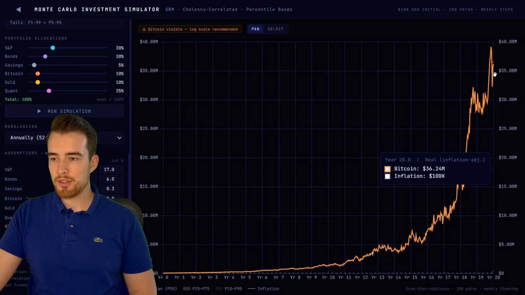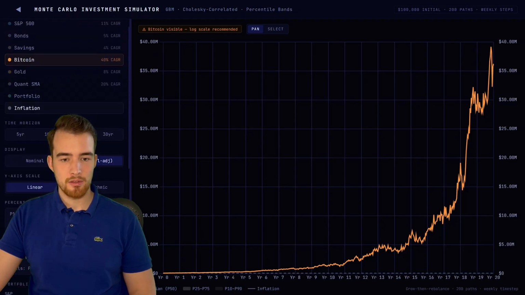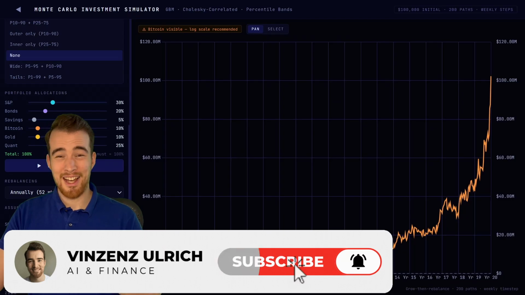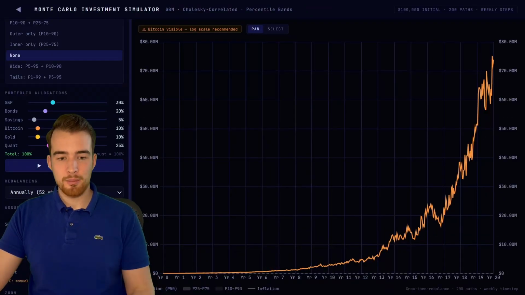For example, with this simulation, the median is at 35 million with an initial investment of 100K after 20 years. With this one, the median is at 100 million. With this one, the median is at 70 million.